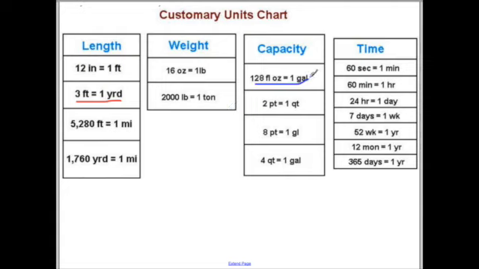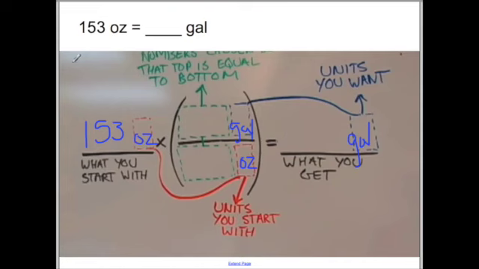If we look right here, we have 128 fluid ounces are in 1 gallon. So we have 1 gallon is 128 fluid ounces. So we can still once again do our multiplication across. This one's pretty easy because they're both multiplied by 1. So we have 153 divided by 128.